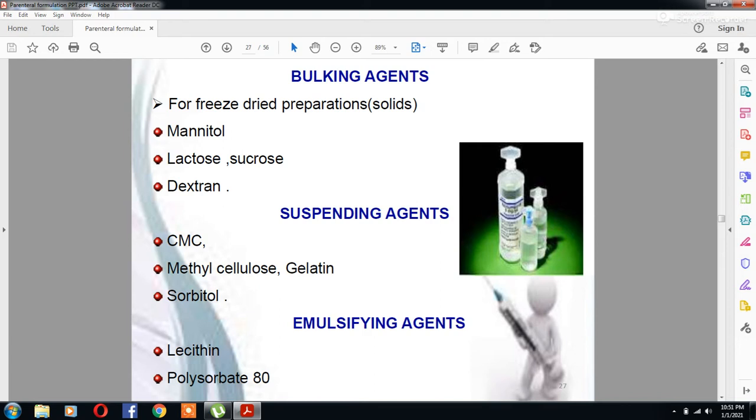For example, bulking agents are mannitol, lactose, sucrose, and dextrans. And suspending agents: CMC, carboxymethyl cellulose, or methyl cellulose, gelatins, and sorbitol are used as suspending agents, while in emulsifying agents, lecithin and polysorbate 80 are used.